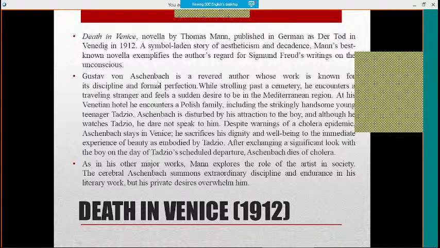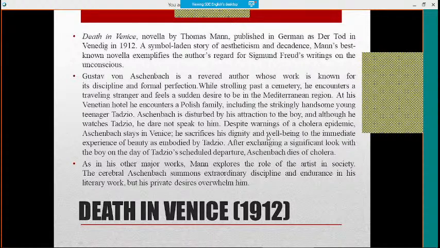So he's a revered author whose work is known for its discipline and also formal perfection. So Gustav von Aschenbach is a perfectionist. He's a very revered writer whose work is full of discipline, dignity, perfectionism. Aschenbach is a writer who brings all of this. So this is the main story, the main plot line.